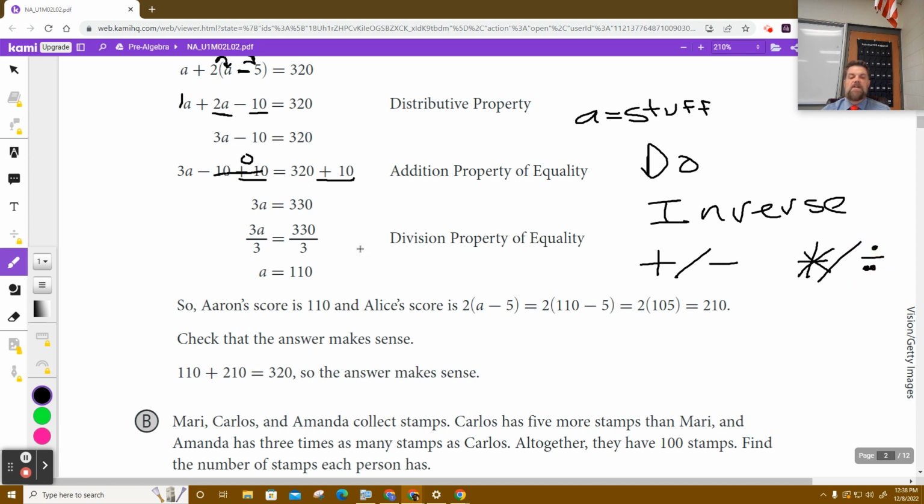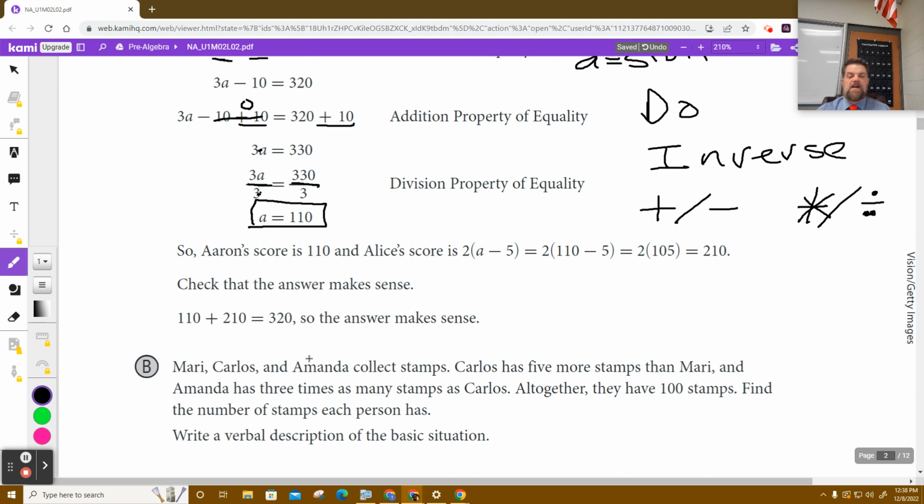So 3A means 3 times A. What's the inverse of multiplication? Division. Well, a fraction's like a division problem, so I'm going to divide by 3, and whatever I do on one side, I have to do to the other. What's 3 divided by 3? 1. What's 1 times A? A. And then what's 330 divided by 3? 110.